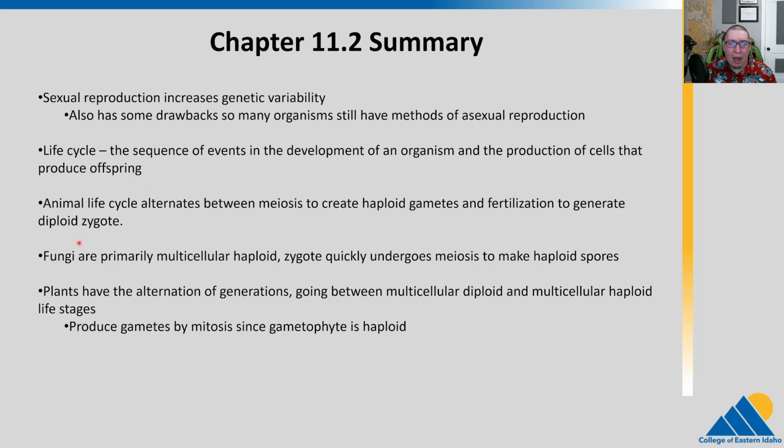Plants, on the other hand, have the alternation of generations, where we go between multicellular diploid free-living organism and multicellular haploid free-living organism. That is the alternation of generations there. Plants produce gametes by mitosis, since the gametophyte, the multicellular haploid phase, is already haploid. All right, that is it for chapter 11.